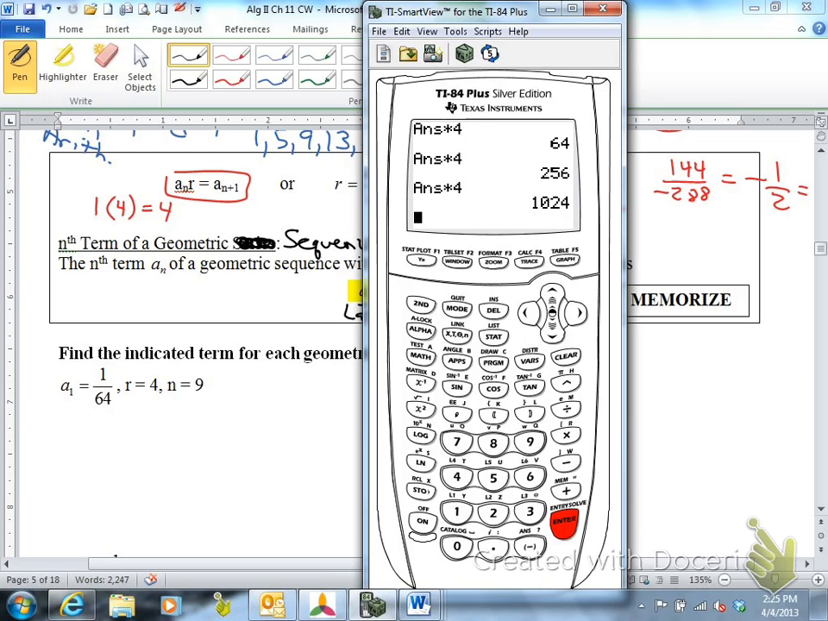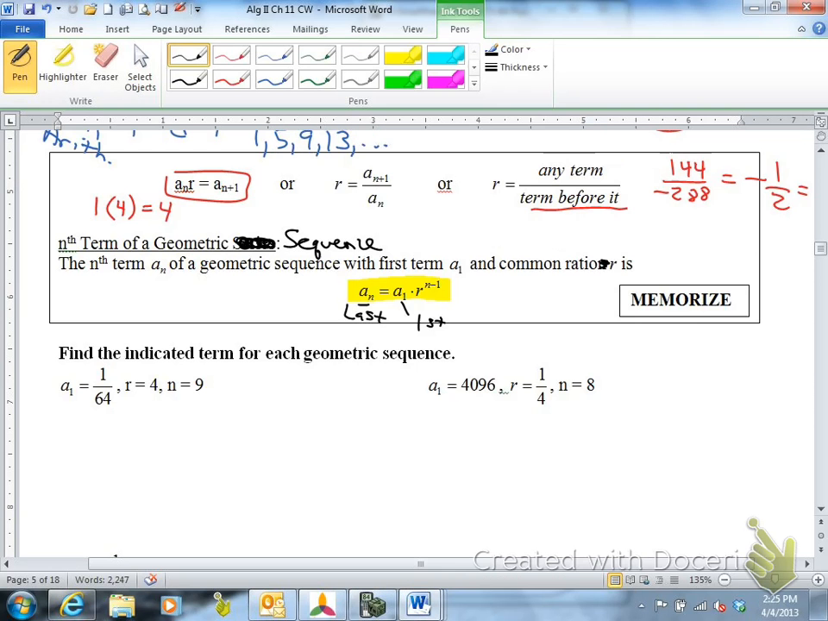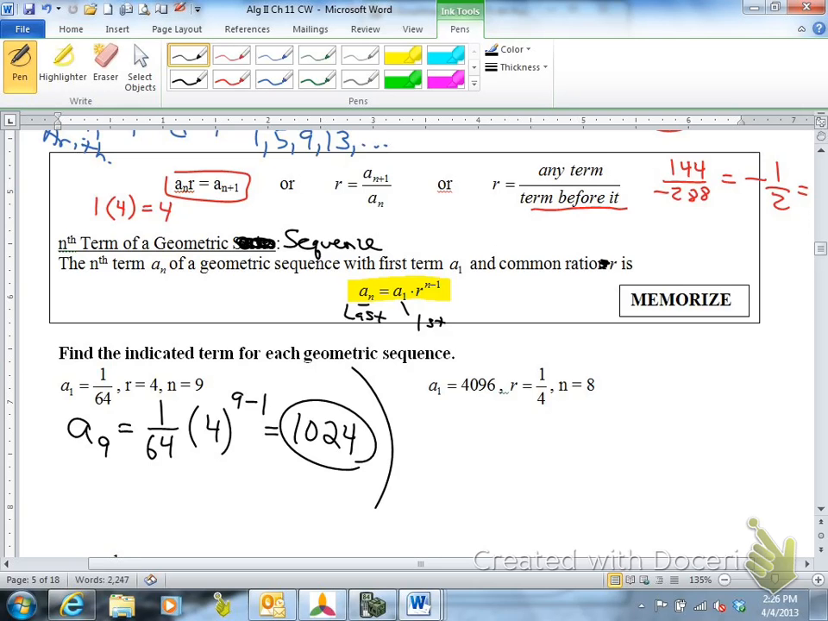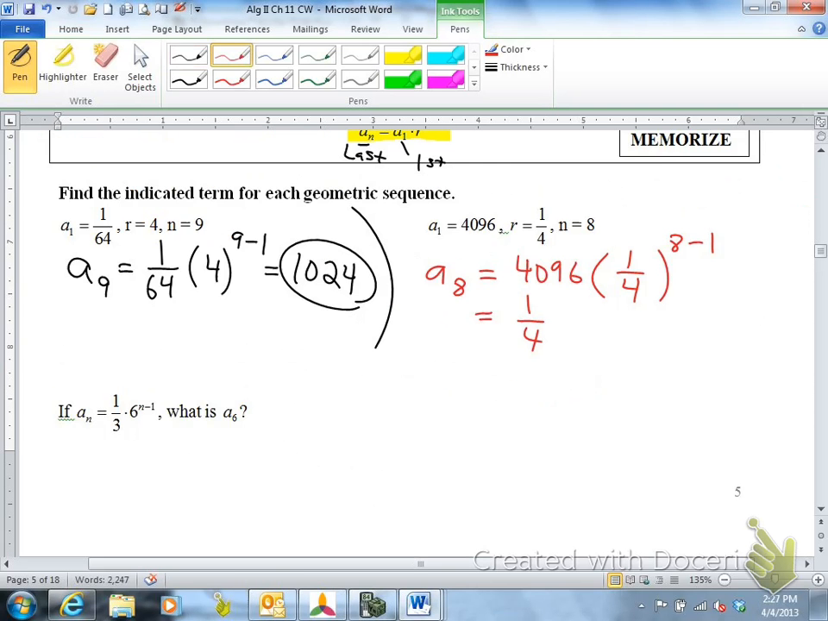To use the formula, you'd get the same thing. The formula would be a sub 9 equals 1/64, 4 raised to the n minus 1, and you would get 1024. Pause this video and see if you could do the next one. 1/4 is the answer.